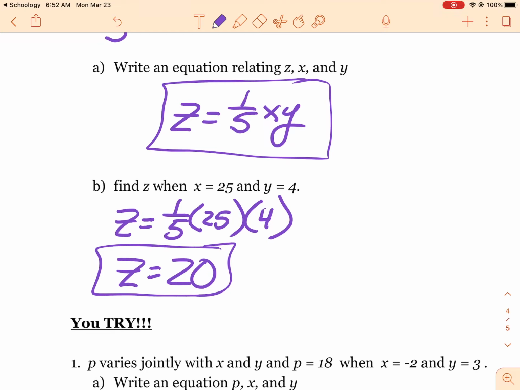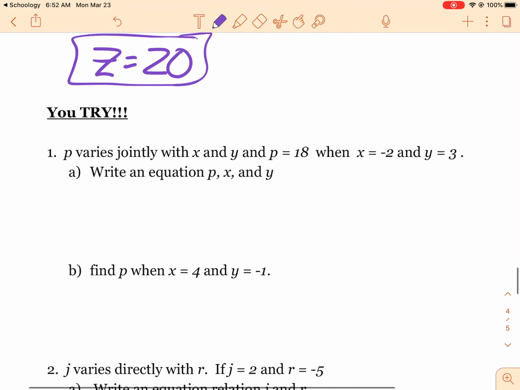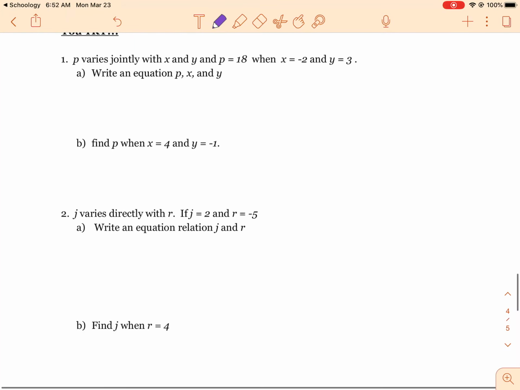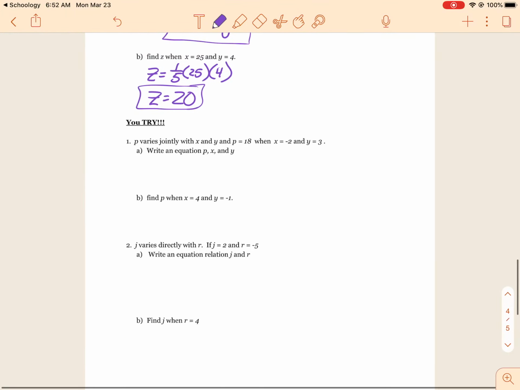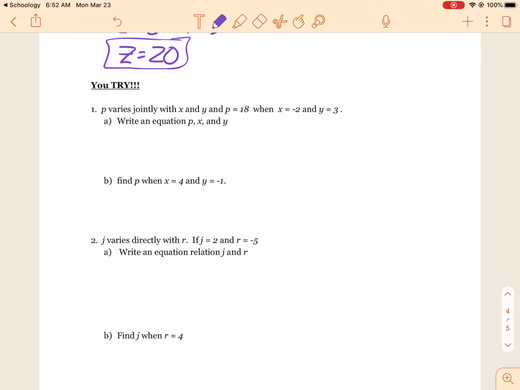So direct variation, inverse variation, and joint variation. Those are the 3 types of variation. Just know those equations. Have them by your side as you're solving the problems. And go ahead and solve those last 2 here based on what they're doing.